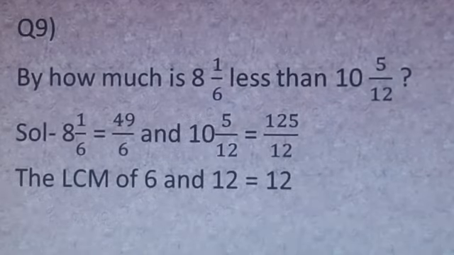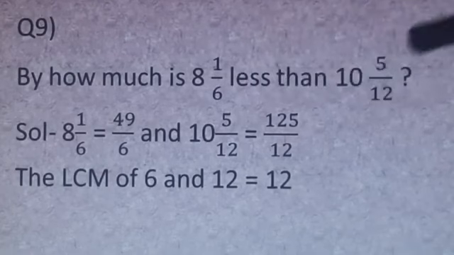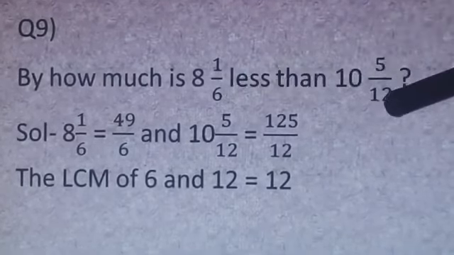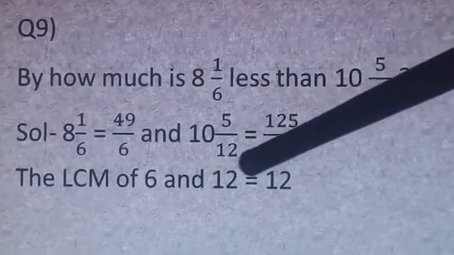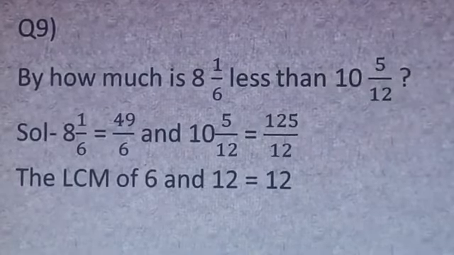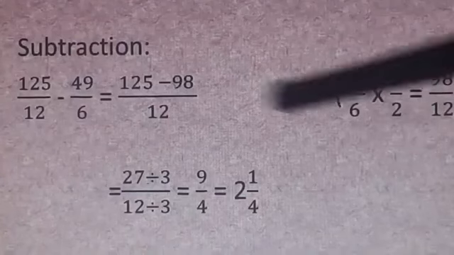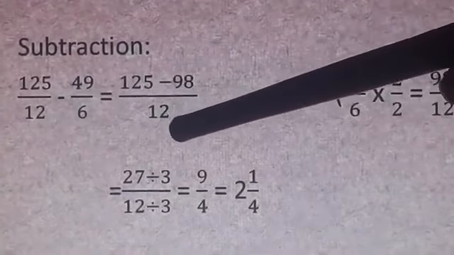Now we will take LCM of this 6 and 12. 6 का multiple है 12. So the LCM will be 12. Orally आप निकाल सकते हैं. Okay. If you are finding out the LCM in rough column, that is also okay. Now 12 and 6 LCM is 12.